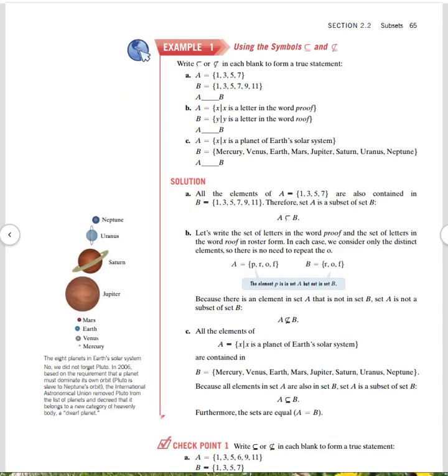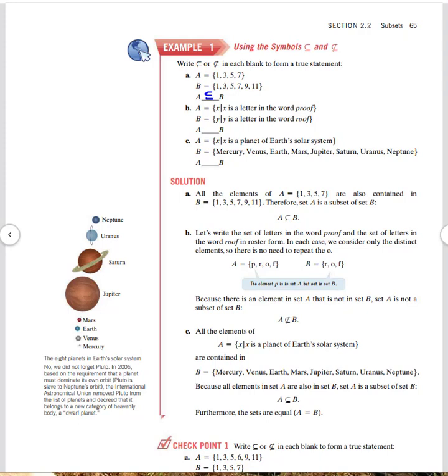Let's take a look at the examples. Part A of example 1. Look at set A, look at set B. We're trying to figure out if A is a subset of B or not. So the question to ask is every element in set A also in set B? Yes. So here's what we do. I say A is a subset of B.